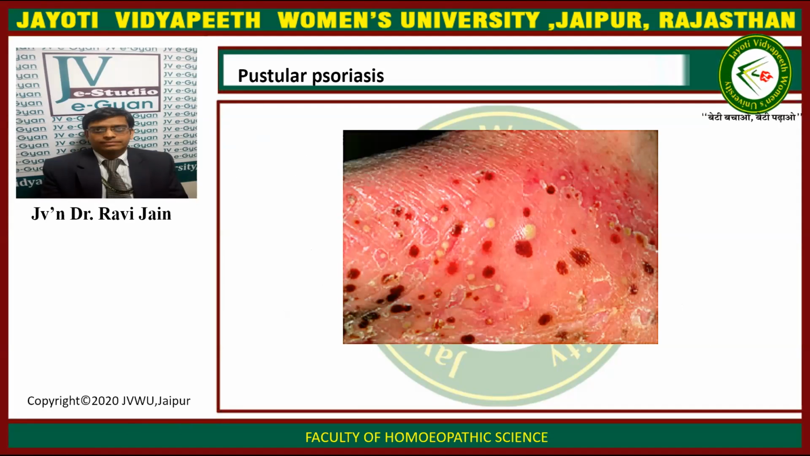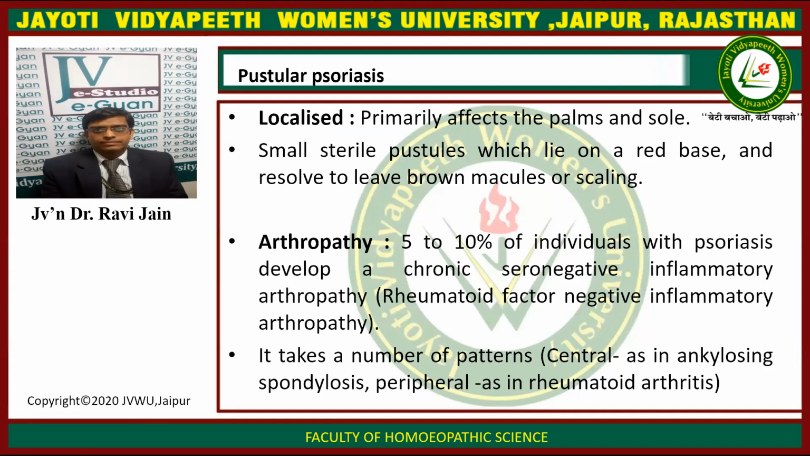This is pustular psoriasis. Localized pustular psoriasis primarily affects the palms and soles, and the small sterile pustules which lie on a red base resolve to leave brown macules or scaling that you have just seen in the previous figure. So there are small sterile pustules which lie on the red base and these resolve to leave the brown macule or scaling. Next we have arthropathies.